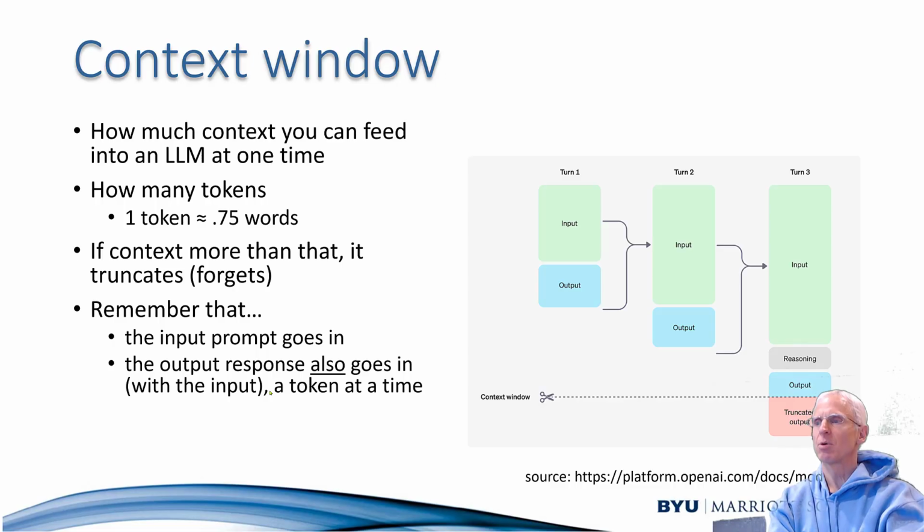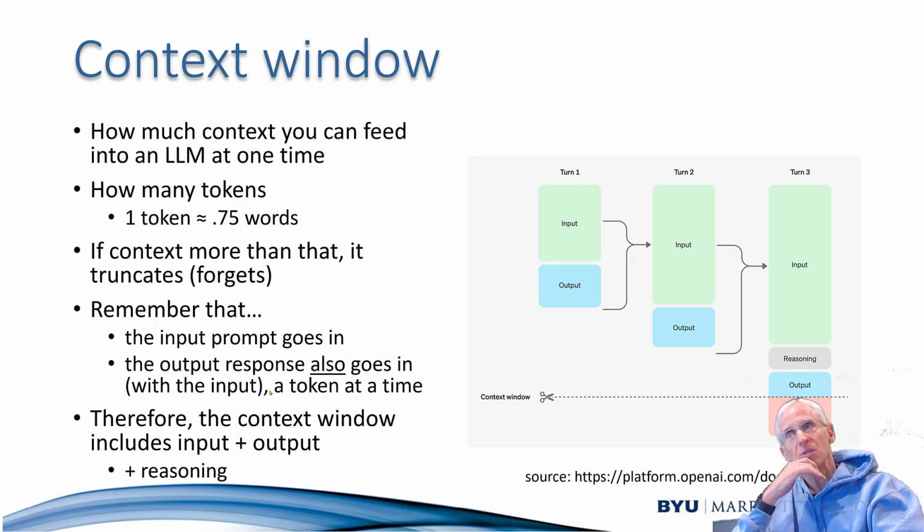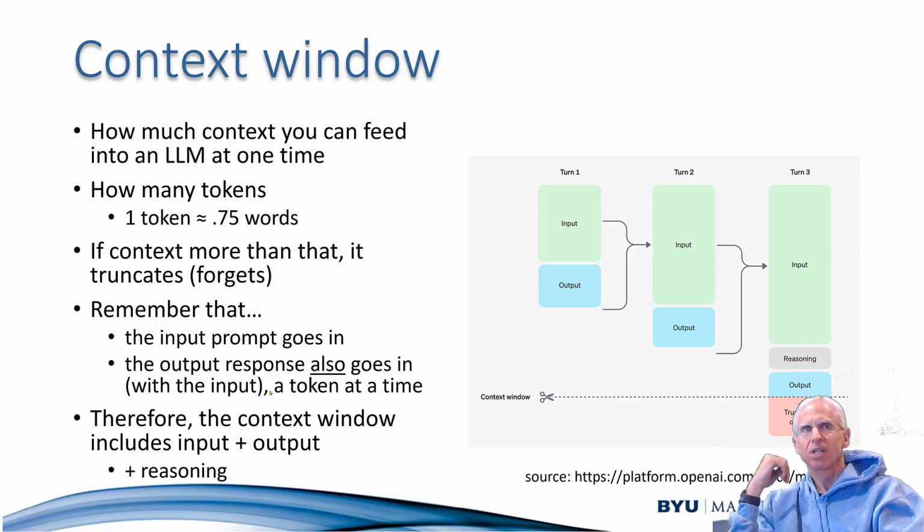Remember that the input prompt goes in and the output response also goes in with the input token. That's the autoregression idea. A token at a time. Therefore, the context window needs to include the input and the output and reasoning if it's a reasoning model. So that kind of puts demands on having a good-sized context window. And I mentioned that one of the early models, GPT-3 or 4, had an 8,192 token context window. That's almost nothing. That's a very tiny context window.